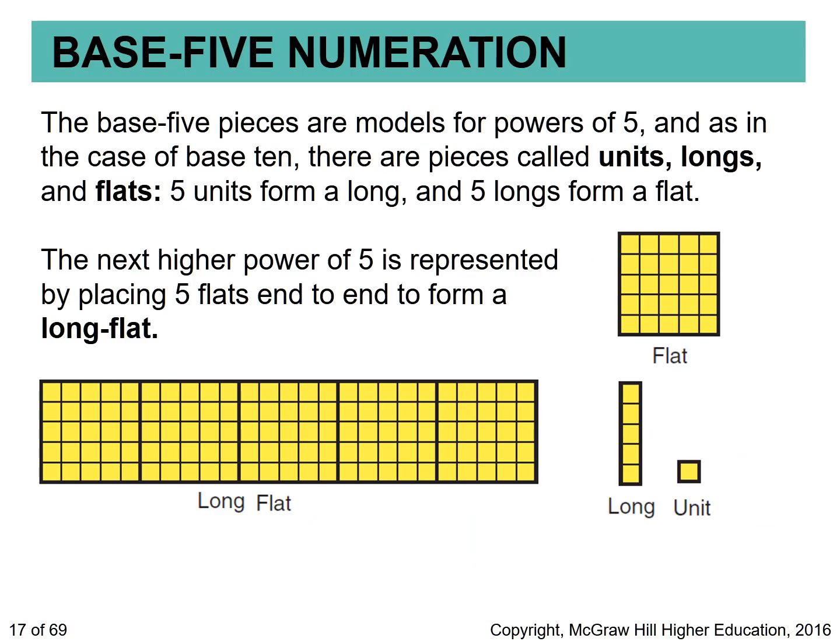Here we have base 5, okay? And just like I said, in the units place we always just have a single square. And what we're grouping by determines what our next ones look like. So when I put 5 units together, I get a long. And when I put 5 of these longs together, I get a flat. And when I put 5 flats together, I get the long flat. Now if I were in base 3, I'd have a unit. I'd have 3 of those units to make a long. I'd have 3 of those longs to make a flat, and so forth.